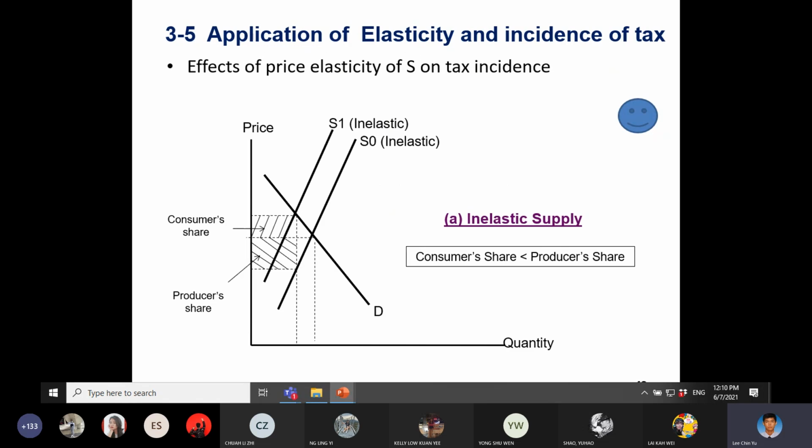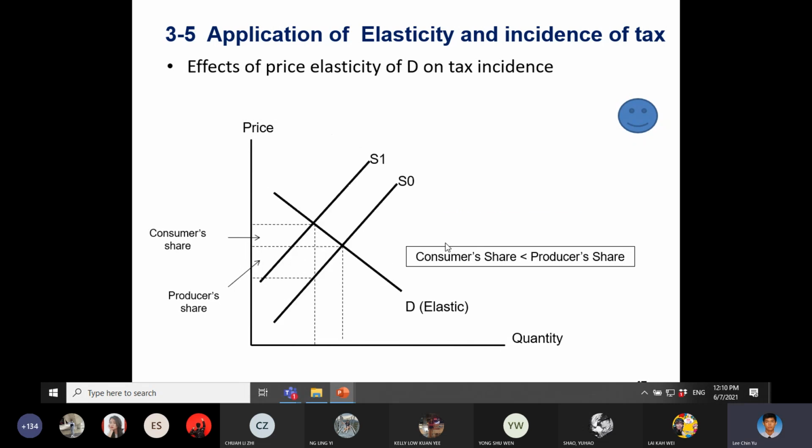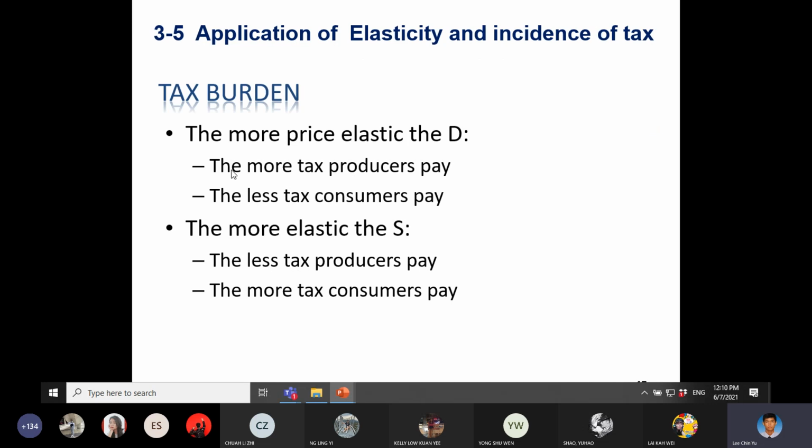Some of you might ask, is it possible that the consumer and producer share a similar share of the tax, meaning they pay the same amount of the tax? Possible, because as we summarize, the more price elastic the demand, the more elastic the supply. Here we use the word more, more elastic.